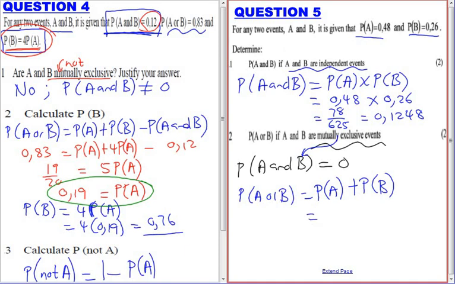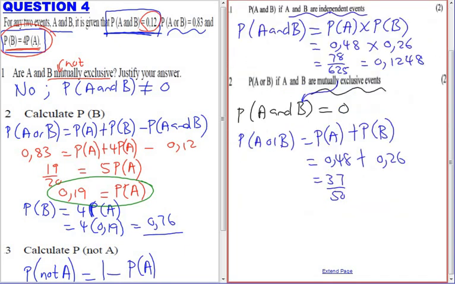Okay, so now you just have to say 0.48 here plus 0.26. Okay, 0.48 plus 0.26. That's 37 over 50. You may leave your answer like that, or you may write it as 0.74. Nobody will mind. All right.